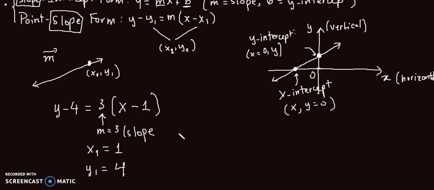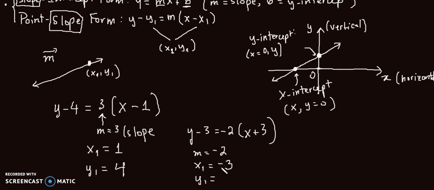Now, if the sign in front of the number is negative, then you keep the same number. What happens if I have y minus 3 equal to minus 2 times x plus 3? In this case, the slope is whatever number is in front of the bracket, which is negative 2. Then x1 is a little bit tricky. You see the positive here, so you have to change the sign of this number. If you see the positive in front of the number, then you have to change the sign to negative, so x1 is negative 3, and y1 equal to 3.